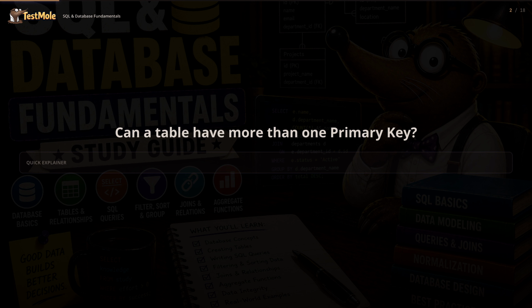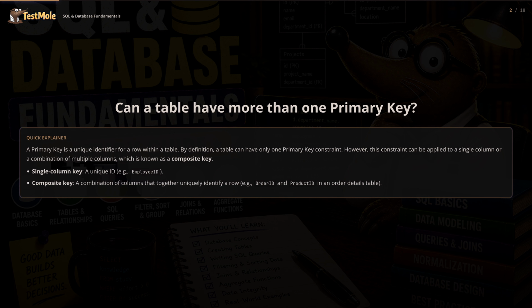Can a table have more than one primary key? A primary key is a unique identifier for a row within a table. By definition, a table can have only one primary key constraint. However, this constraint can be applied to a single column or a combination of multiple columns, which is known as a composite key. Single column key, a unique ID, e.g., employee ID.